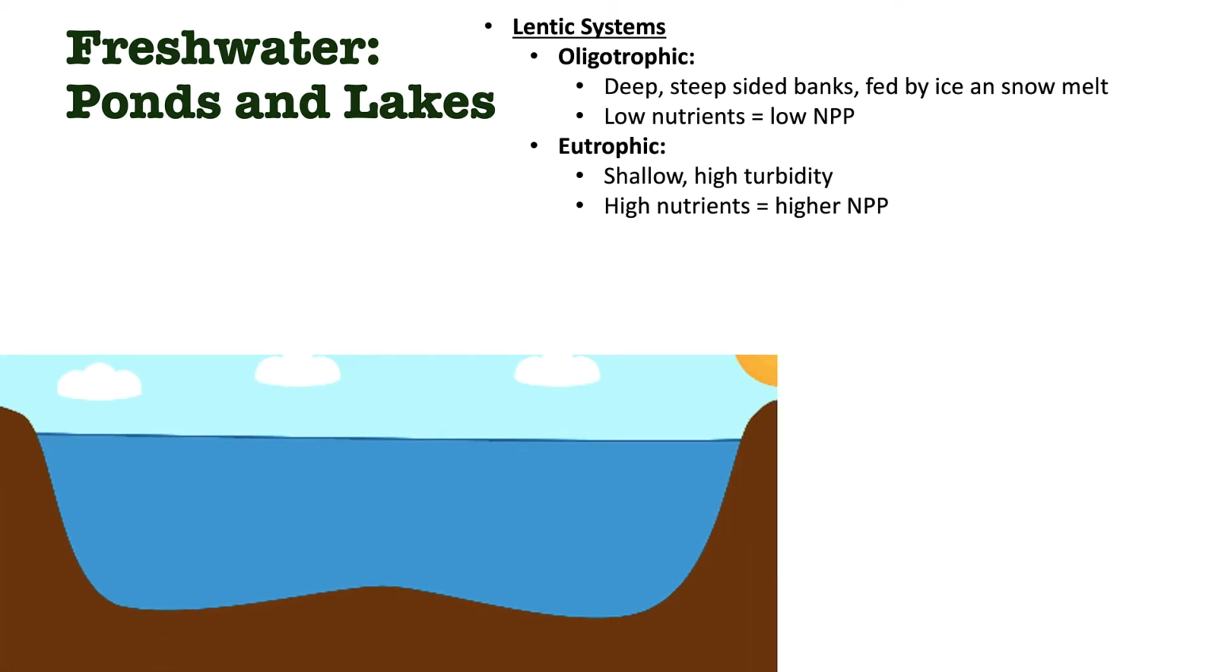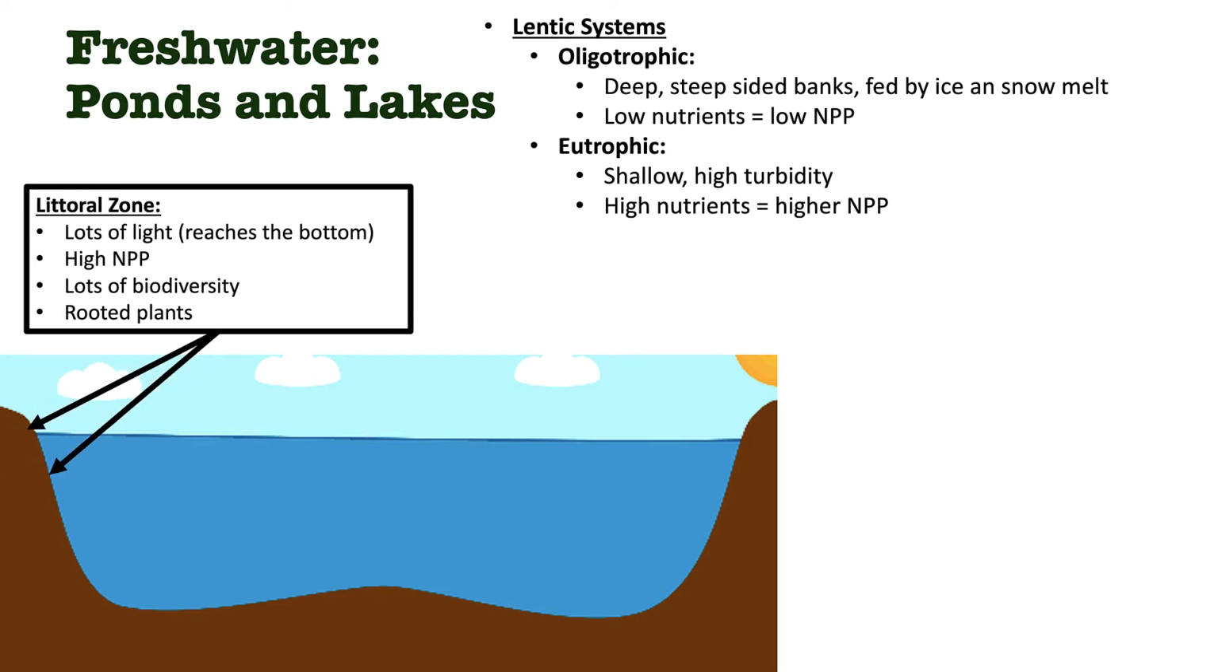So here's my highly detailed cross-section of a lake. The first thing we're going to look at is the littoral zone. This is the area right around the edge, the shoreline basically. And this is where you'll find the most primary productivity. You'll find light penetrating all the way down to the bottom of the pond, and that's important. Remember, light is a big player when we talk about these aquatic biomes.